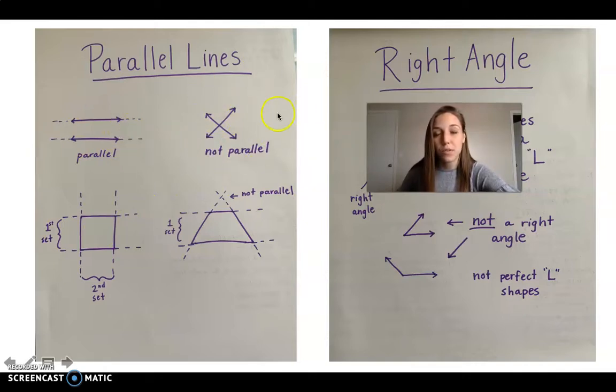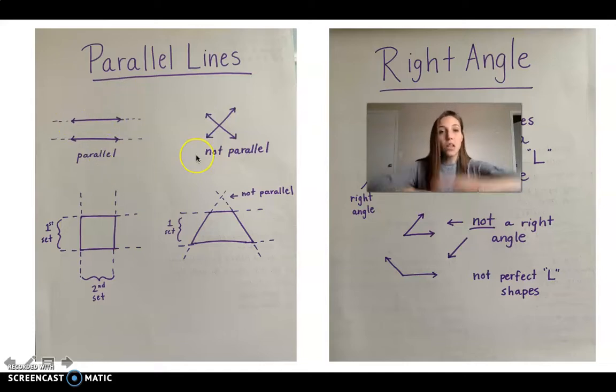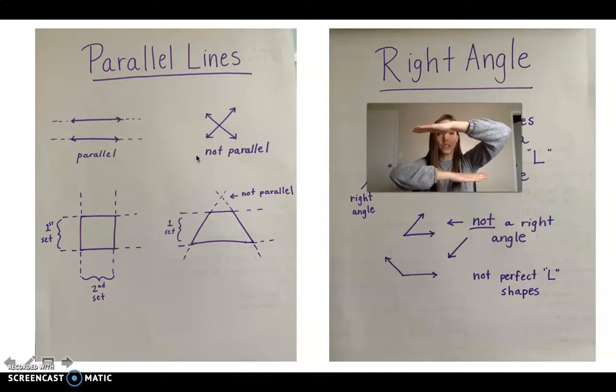So this example right here would be not parallel because they end up crossing like this. They are not parallel lines because they make a cross. They cross each other. So parallel never crosses.